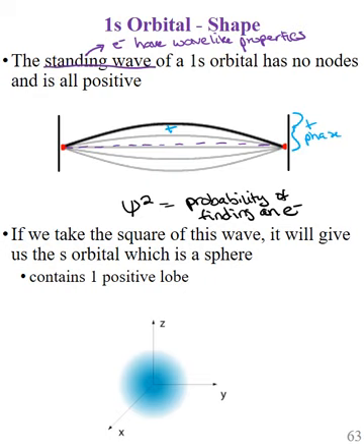Okay, so can you see where we get a circle? You're basically squaring the standing wave. And this entire lobe is going to be positive, because we have a positive phase.